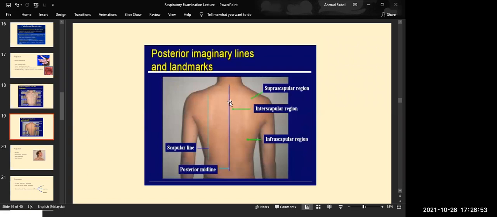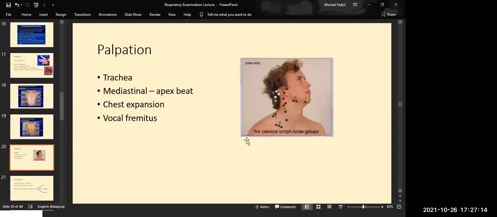So at the back, there is the posterior midline, scapular line, interscapular region, suprascapular region, infrascapular region. So if you say that there is a scar at the infrascapular region, people know what you are talking about, the location. So in palpation, when you want to palpate the chest, start with the trachea.